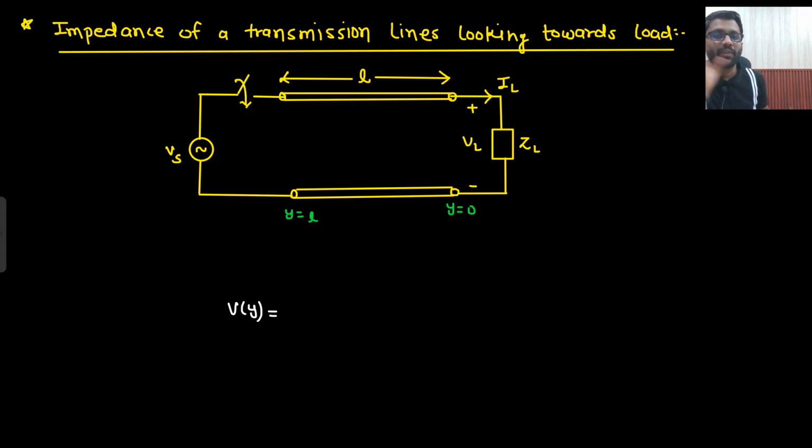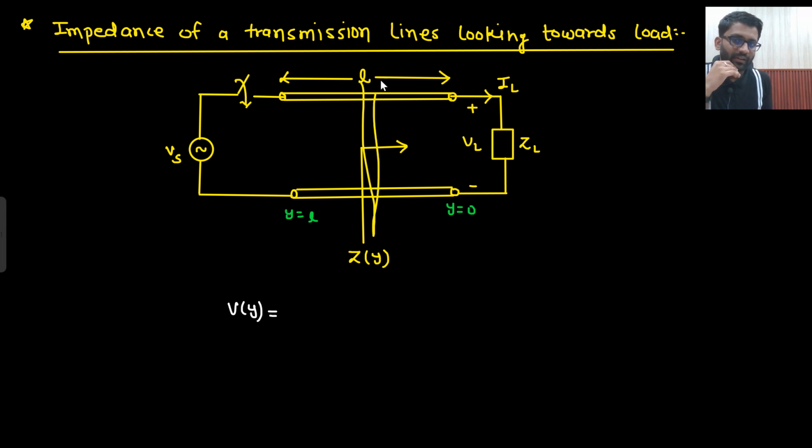Now what is your input impedance? What I am saying is the impedance of a transmission line looking towards the load. Basically you need to tell the impedance. Let's just say at a very random point I am standing on the transmission line, and now I ask you, what is the impedance you see from here? At this point in the transmission line, what is the impedance you see? So what you are going to do is, at this point, take my voltage divided by my current. That would be the impedance at this point.